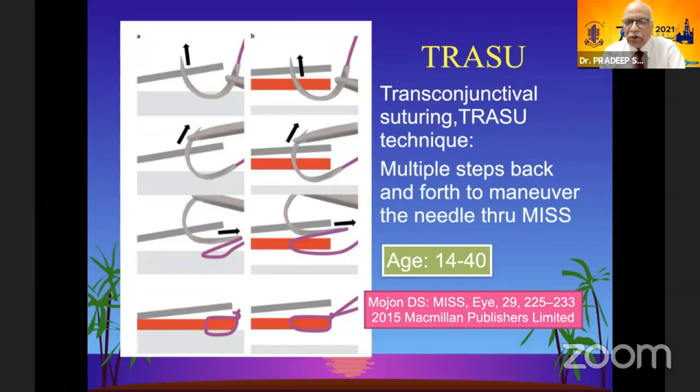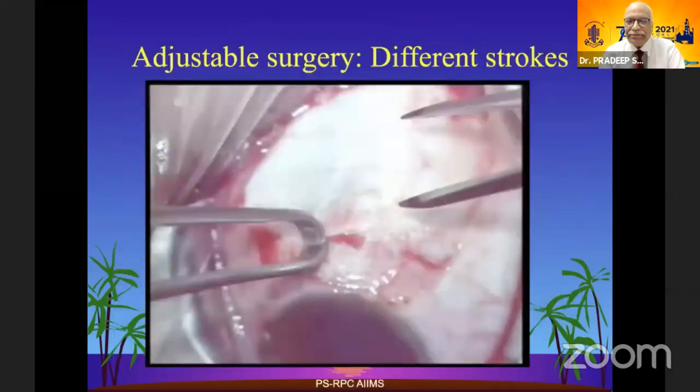In this, you have to actually go forth and backward. This is a special technique that you need to learn. And in spite of this, the age which he has recommended is only 14 to 40. So there are lots of reservations, and I would rather say that one should miss the MIS.